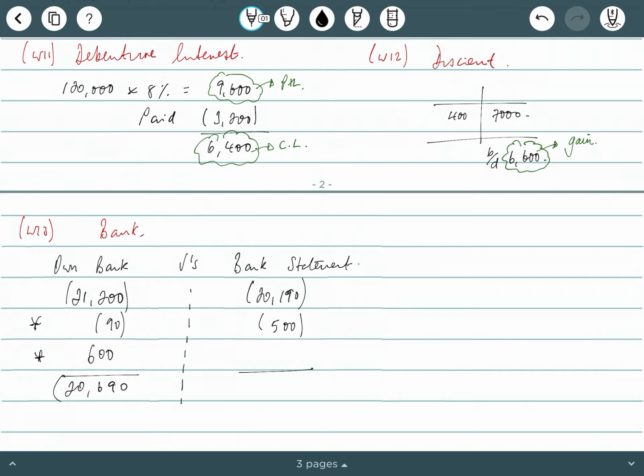And as we can see, it's an overdraft. And on the other bank statement side, we can see that it also equals. So that 20,690 goes into your balance sheet as a current liability.